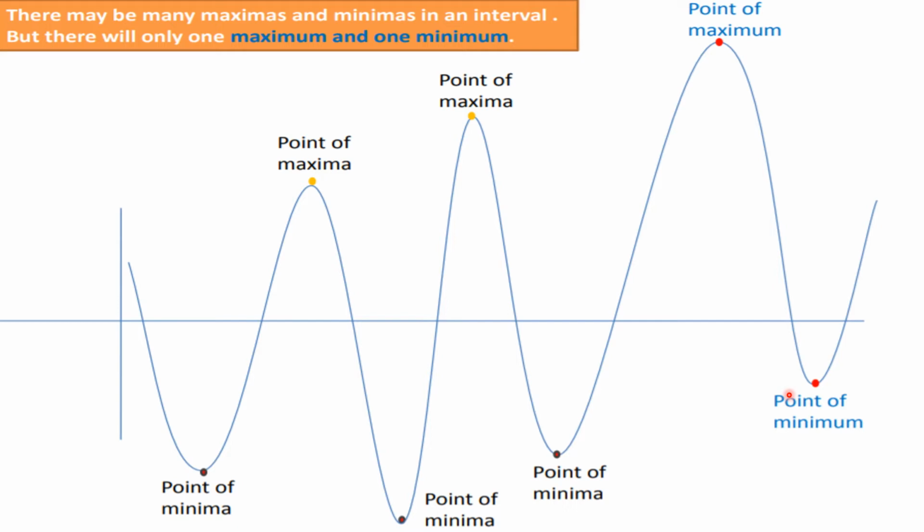Understood this point, my children? Right. By mistake it is given point of maximum. This is a global minimum or absolute minimum of the function in the interval. Understood this point, my children?